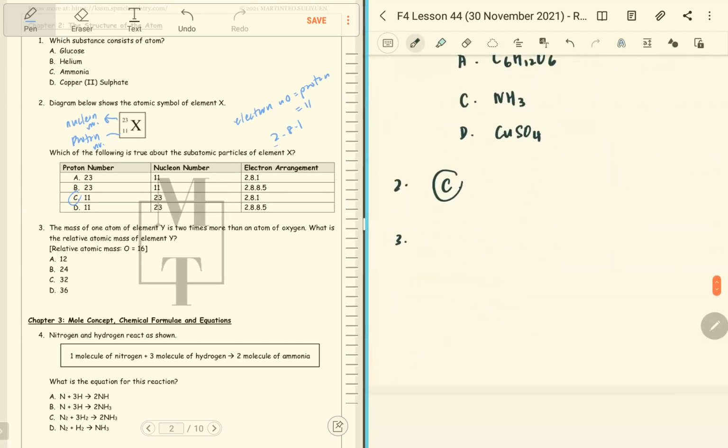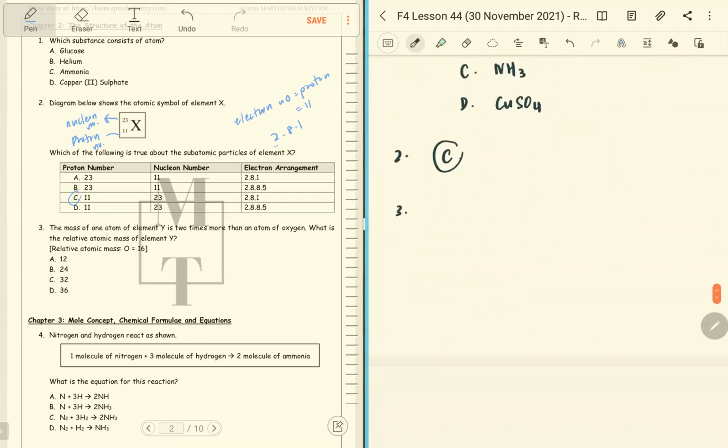The mass of one atom of element Y is 2 times that of oxygen. What is the relative atomic mass of element Y? So oxygen, we know the RAM given already is 16. So it says Y is equal to 2 times oxygen, so it's equal to 32. Very easy.